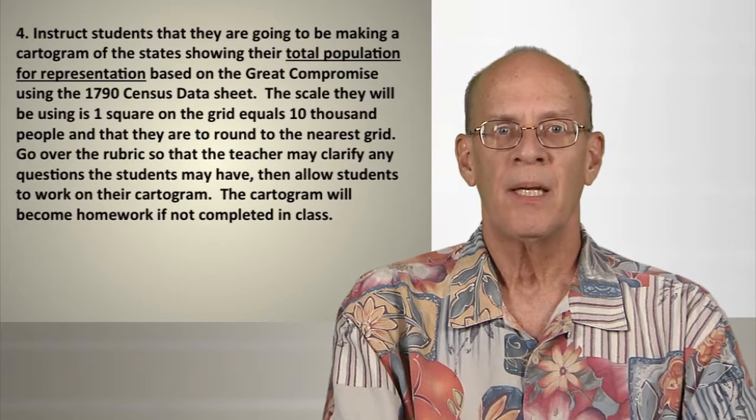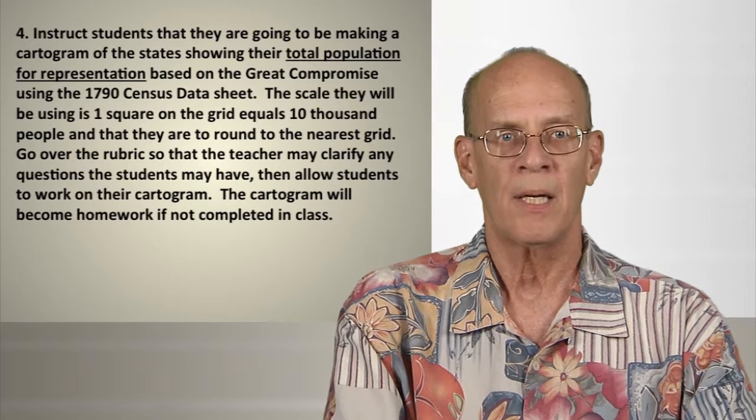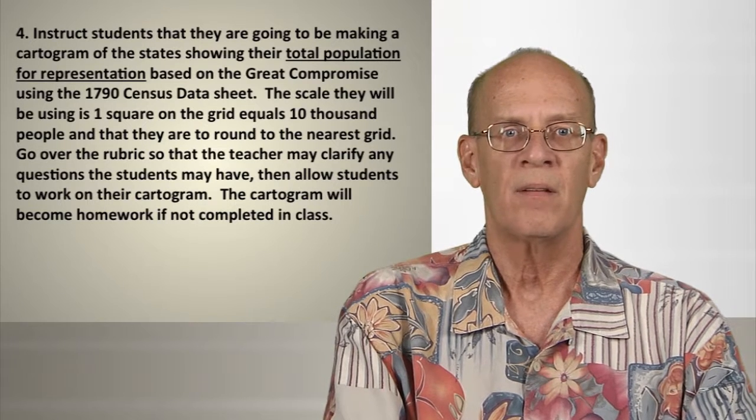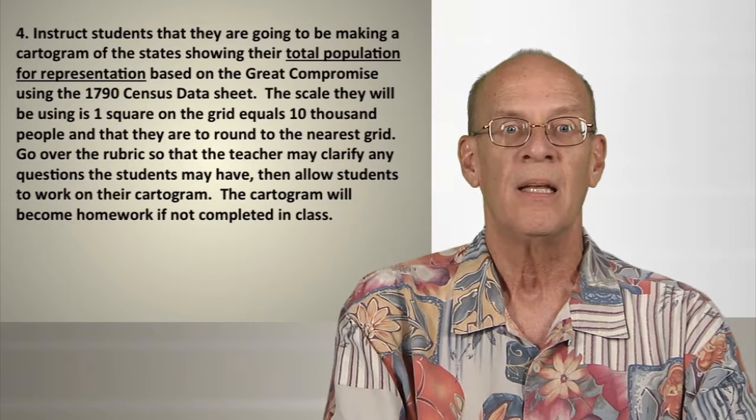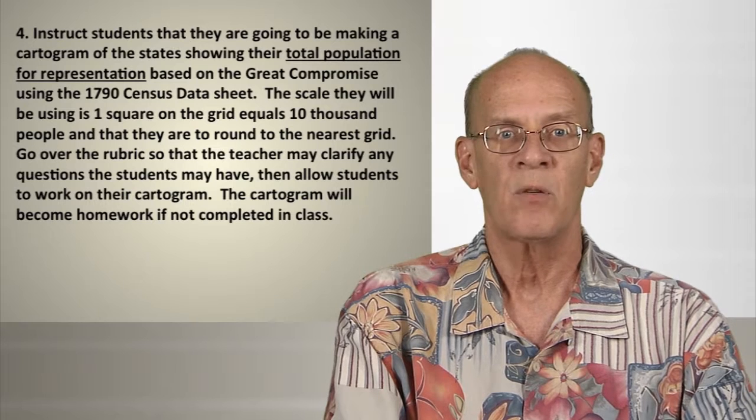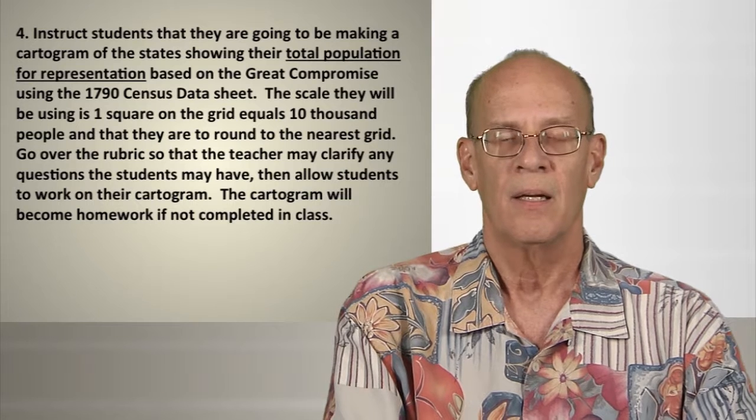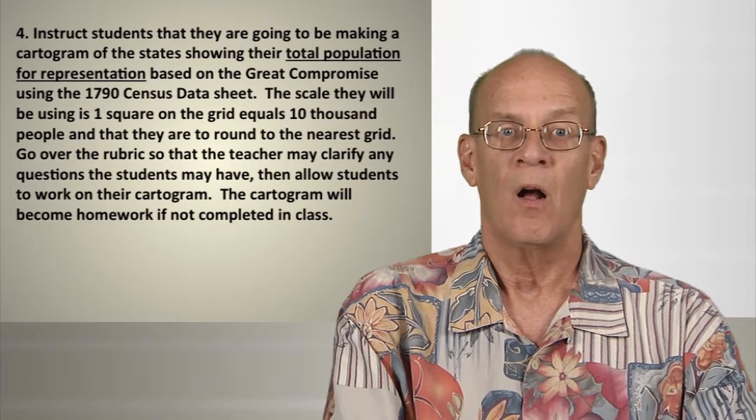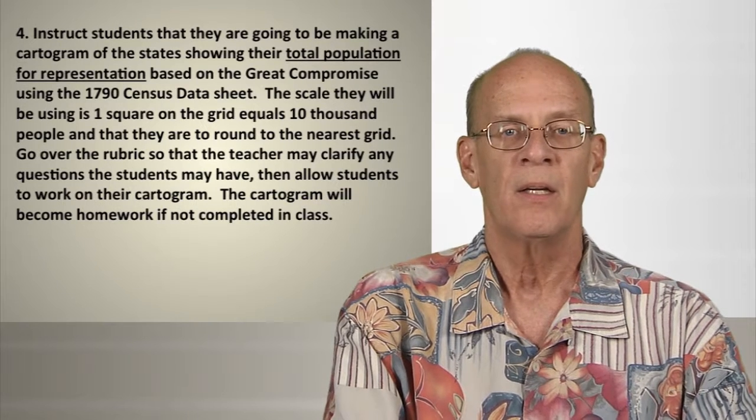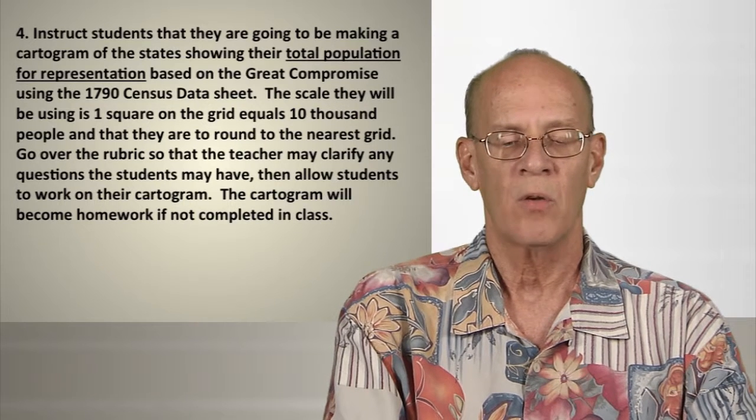You go through your explanation, make sure they understand that their cartogram is going to be based on the total population that was going to be used for representation. Make sure they know which column that is on the census data sheet. Tell them that the scale they will be using is 1 square for every 10,000 people, and that if they need to, you round up to the nearest grid for uneven numbers. Also, go over the rubric to make sure they understand exactly what it is they're going to be graded on concerning their cartogram. They can then begin to work on the cartogram in class and do it as homework if it's not finished.